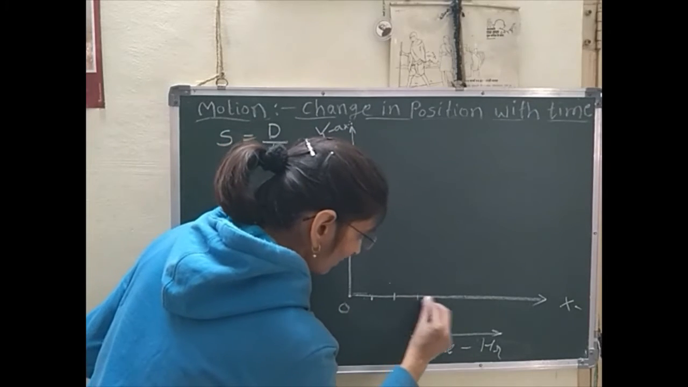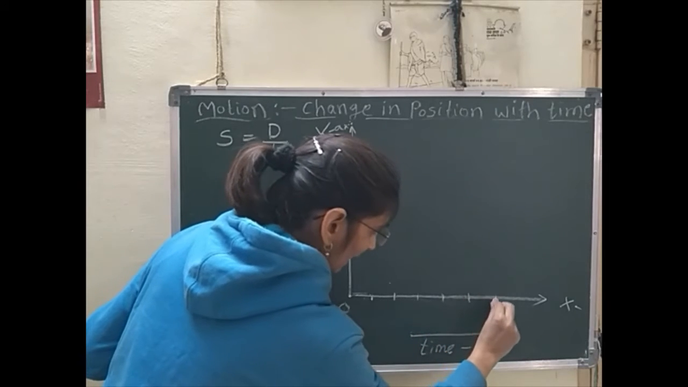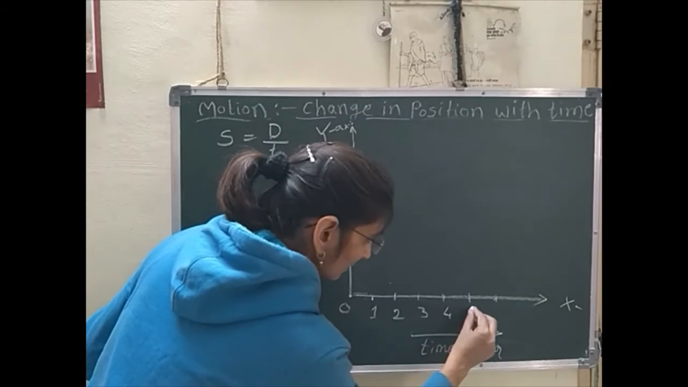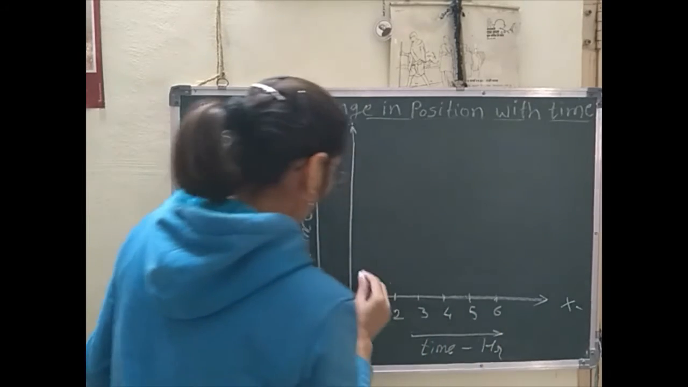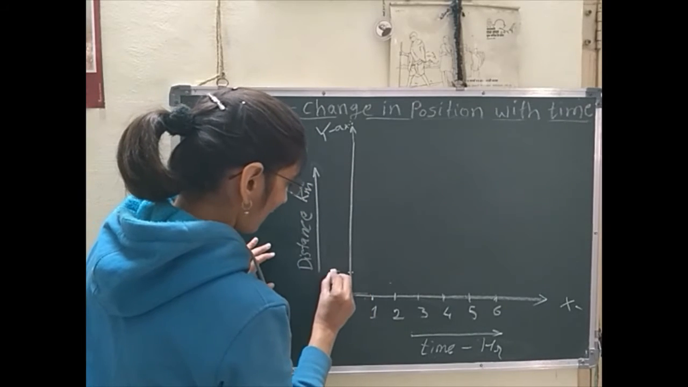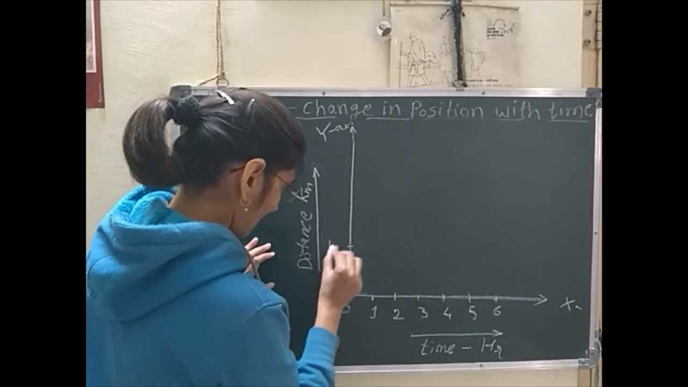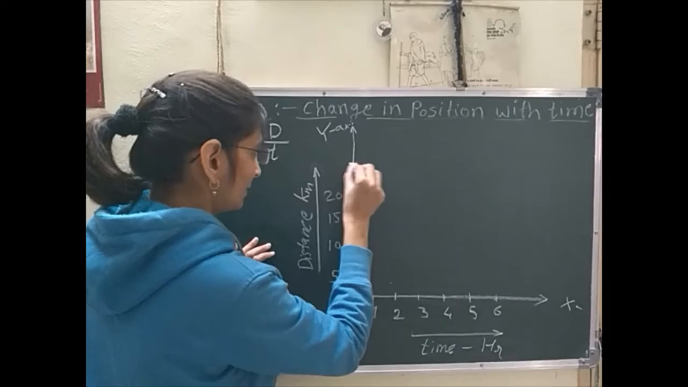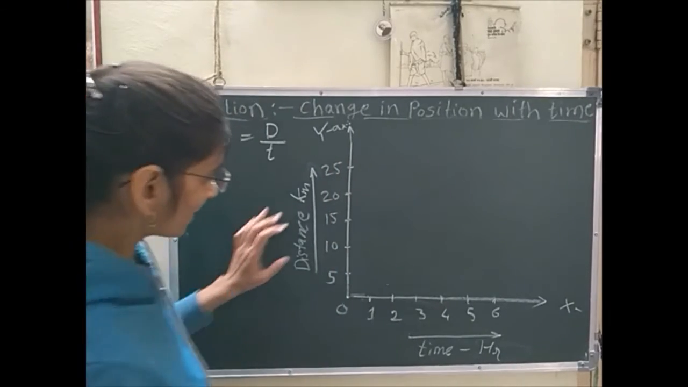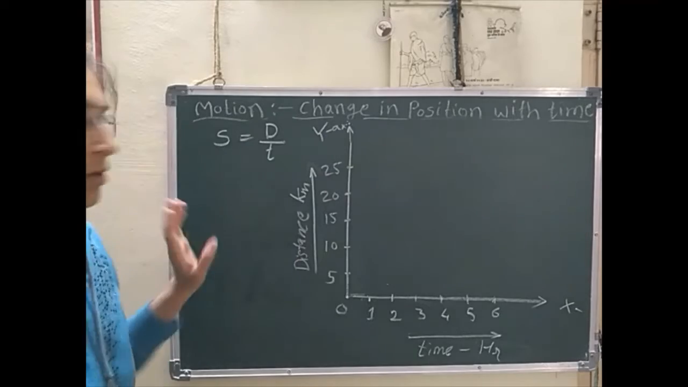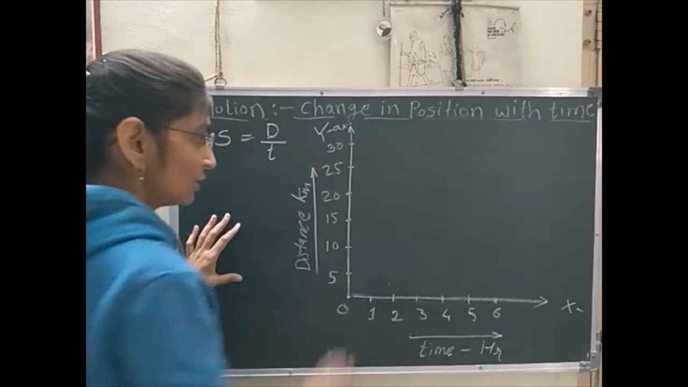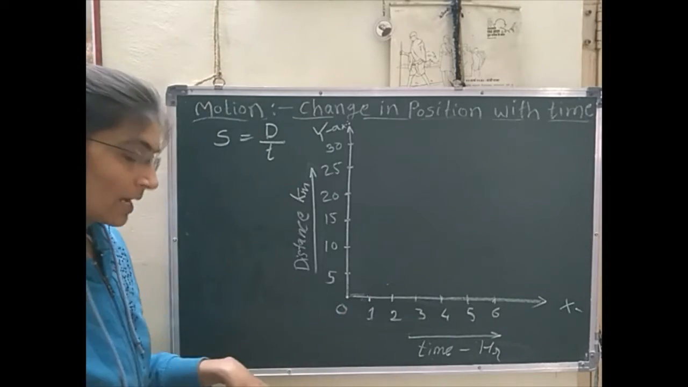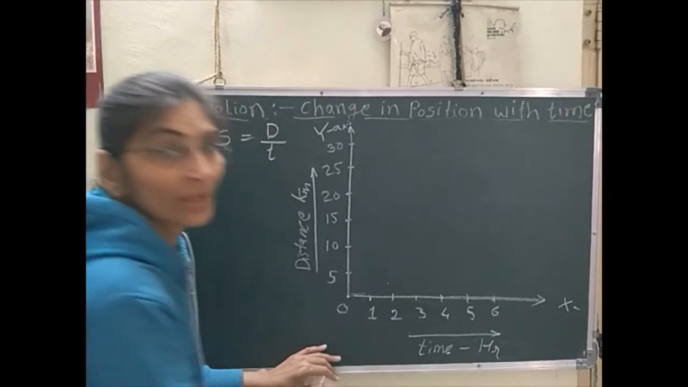So one part is equal to a time duration of 1 hour, 2 hour, 3 hour, 4 hour, 5 hour, 6 hour. Then here 5 kilometer, 10 kilometer, 15 kilometer, 20 kilometer, 25. So the difference is 5 kilometer. Again 30 kilometer. So if one object started from point 0, yes, it is traveling by bicycle.